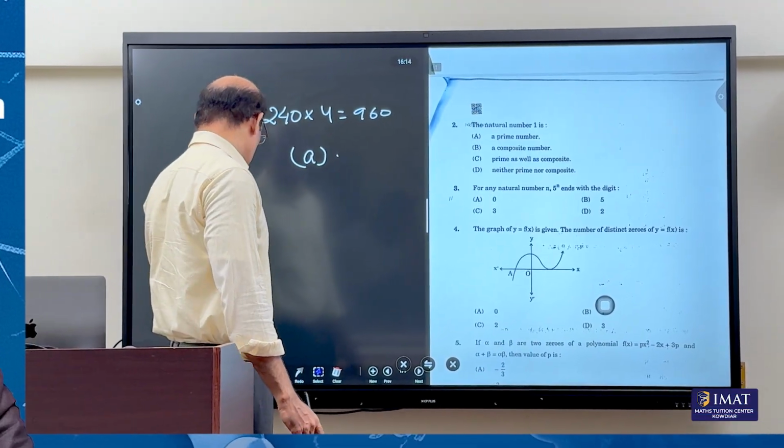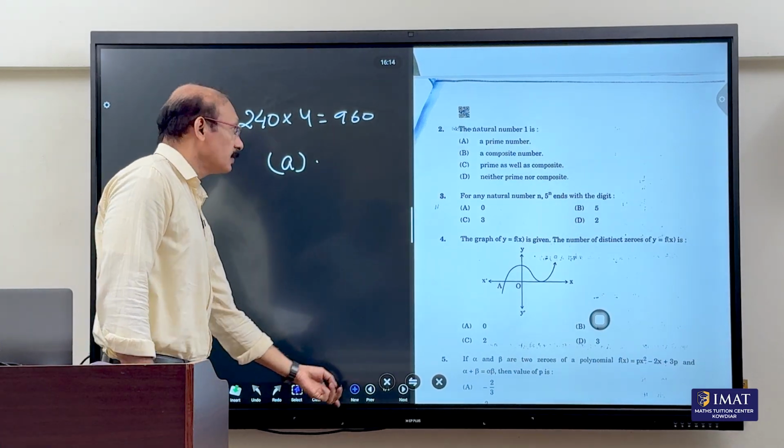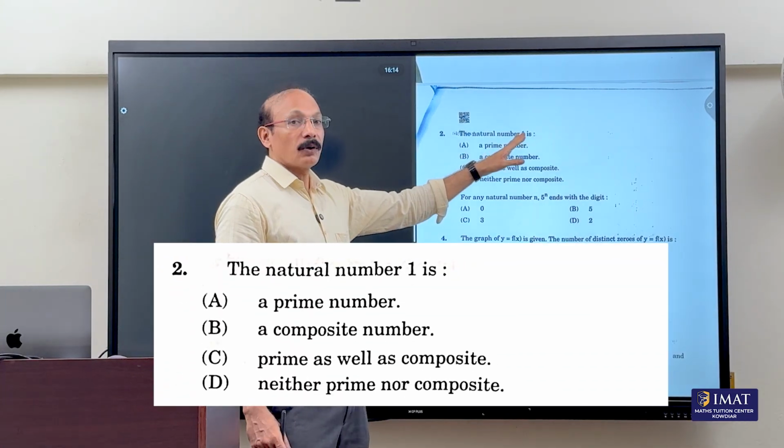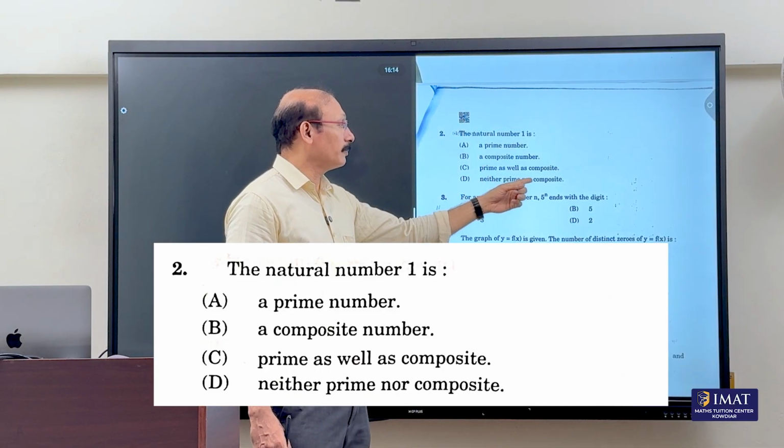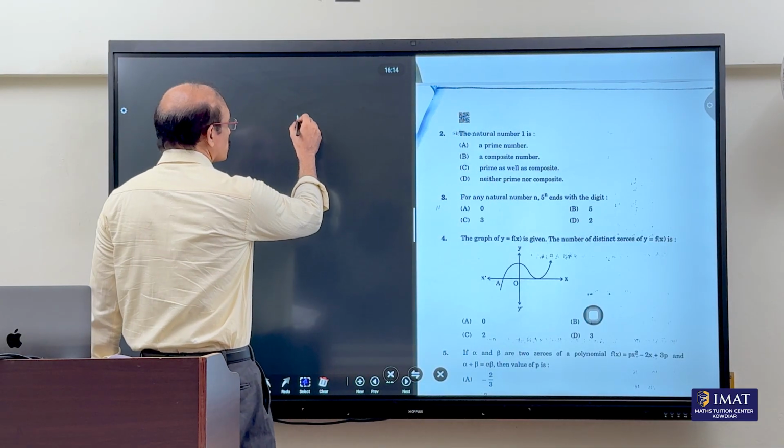What about the next question? The natural number 1. 1 is neither prime nor composite. So the option is D.